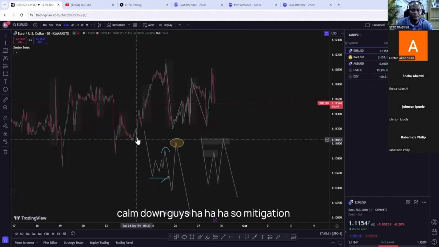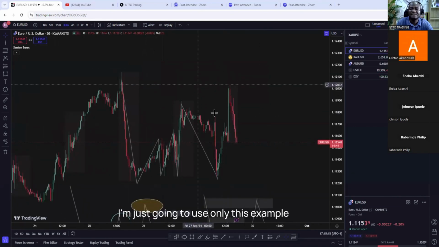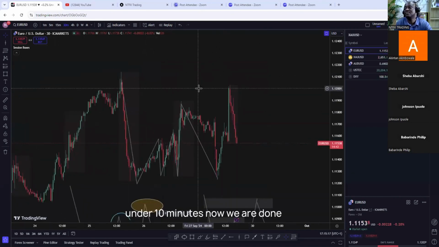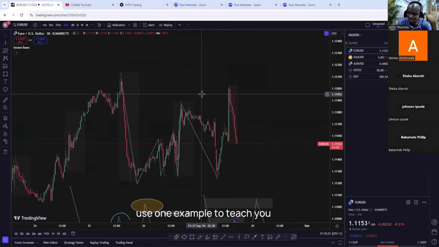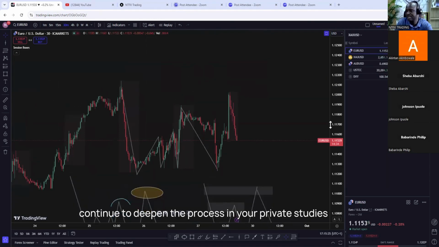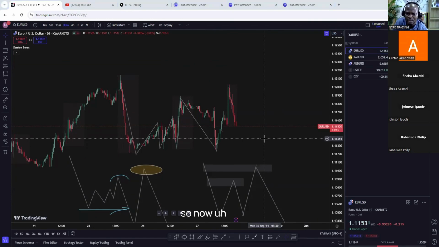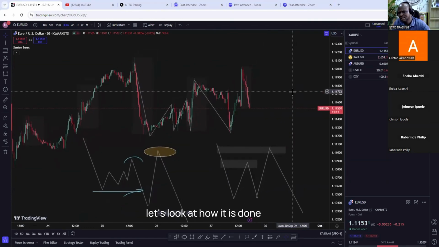So, mitigation. I'm just going to use only this example. In under 10 minutes now, we are done. Use one example to teach you, and you continue to deepen the process in your private studies. All right. So now, let's look at how it is done.